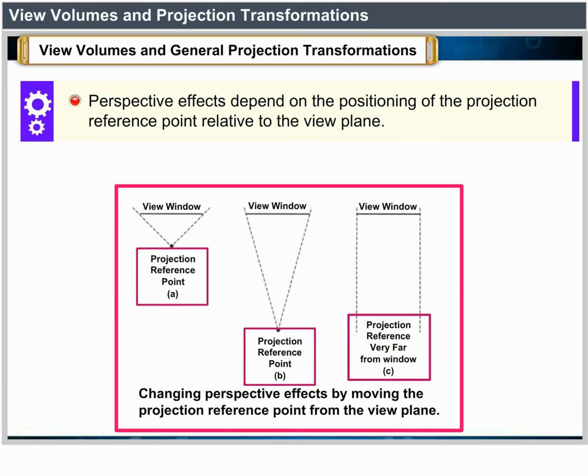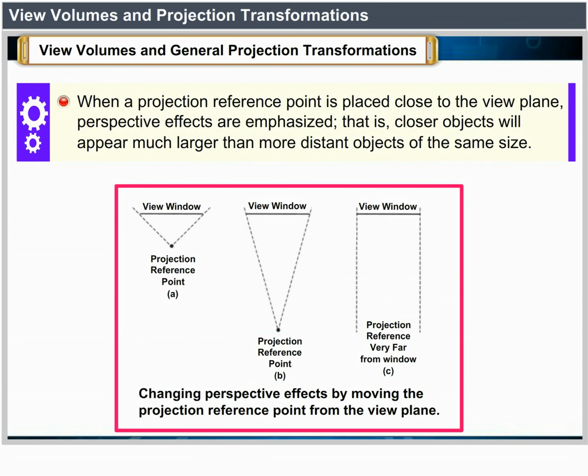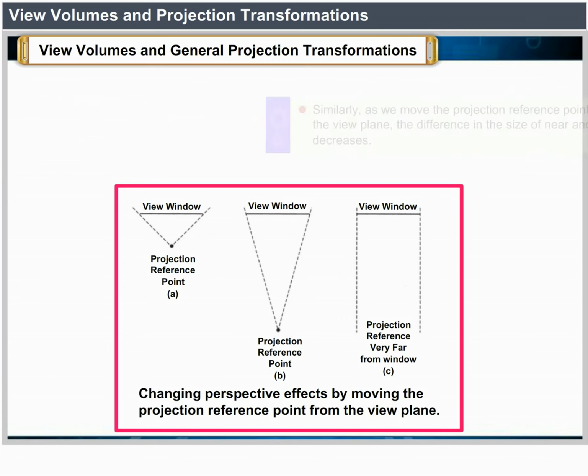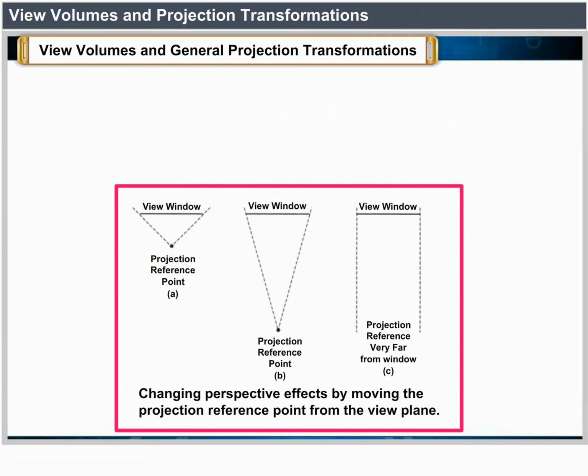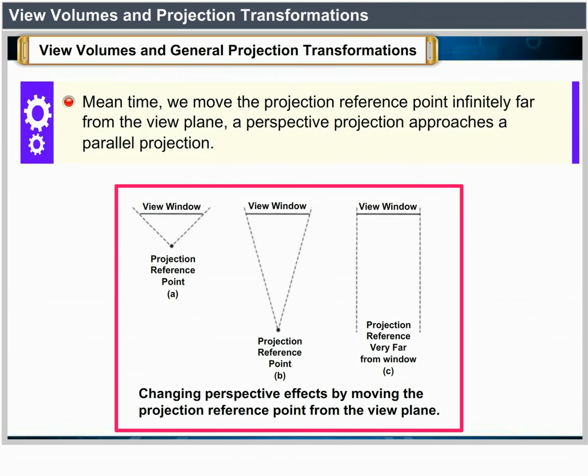If we place the projection reference point close to the view plane, perspective effects are emphasized. That is, closer objects will appear much larger than more distant objects of the same size. Similarly, as we move the projection reference point farther from the view plane, the difference in the size of near and far objects decreases. In the limit, as we move the projection reference point infinitely far from the view plane, a perspective projection approaches a parallel projection.